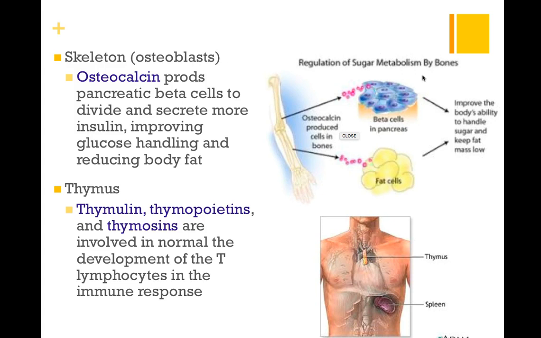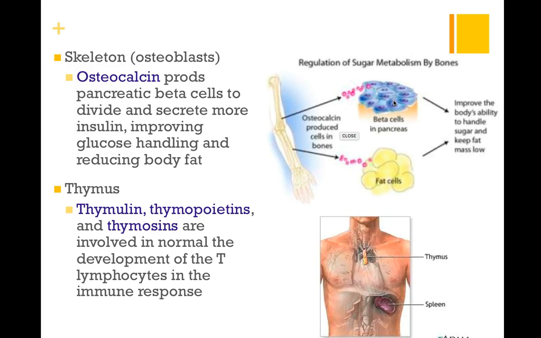In our skeletal system lecture, we did not cover this hormone that is secreted by our osteoblasts, known as osteocalcin. It is going to be produced from the pancreatic beta cells, the same ones that secreted insulin, and it will improve the glucose handling and reducing of our body fat.